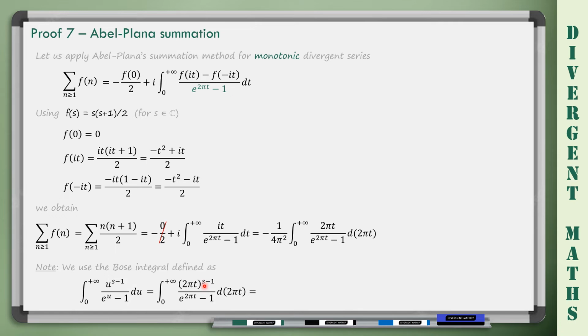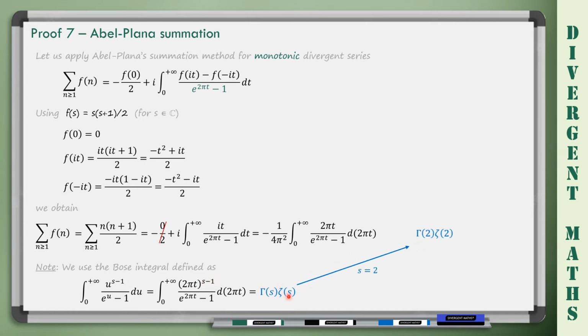In other words, for s equal to 2, s minus 1 equal to 1. And that Bose integral, we know that it's equal to gamma of s, zeta of s: the gamma function evaluated at s times the Riemann zeta function evaluated at s. So which value of s do we need here? We need the exponent to be equal to 1. We can see it's equal to 1 here. Therefore, s is equal to 2.